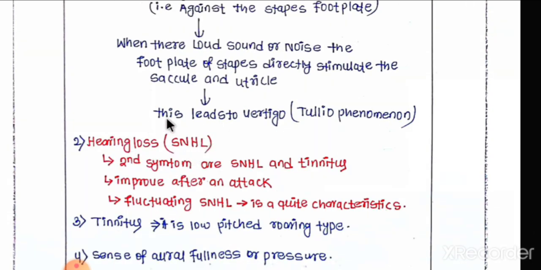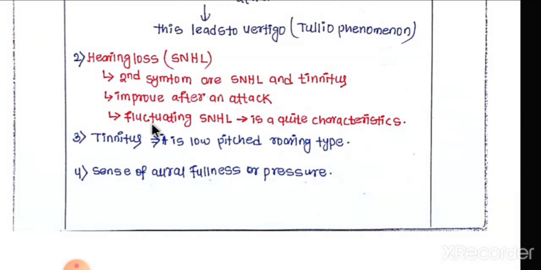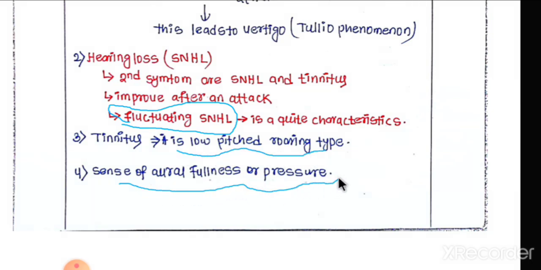Now we discuss sensorineural hearing loss. This is the second symptom, along with tinnitus. This improves after an attack, and the fluctuating type of sensorineural hearing loss is the characteristic feature of Meniere's disease. Tinnitus is of low pitch, roaring type. A sense of aural fullness or pressure may be seen.